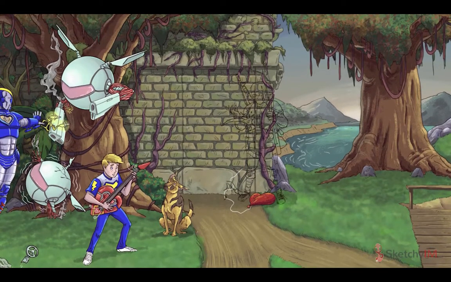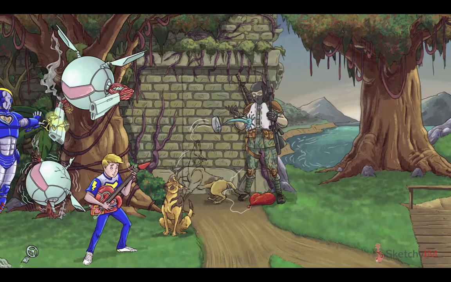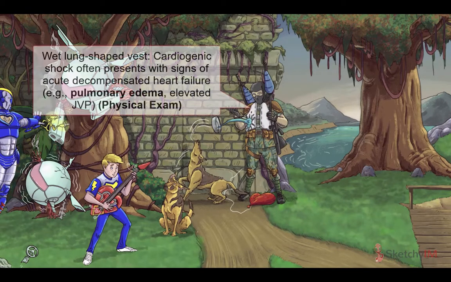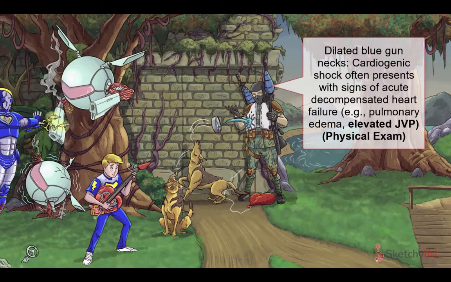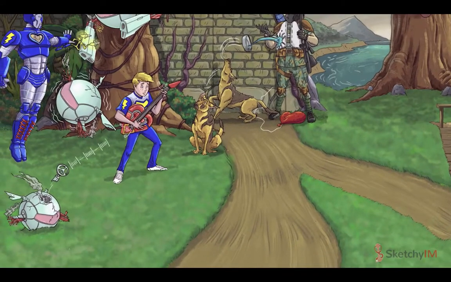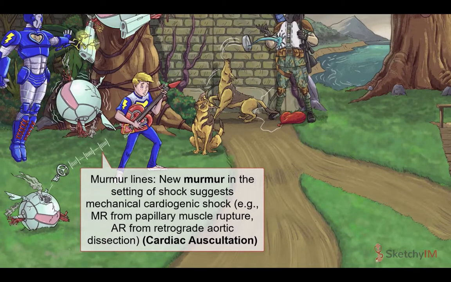The findings of acute decompensated heart failure you'd expect to see on physical exam include pulmonary edema, represented by our recurring sketchy symbol, the wet lung-shaped bulletproof vest on that guard, and elevated JVP, represented by those big dilated blue necks on his guns. See those murmur lines emanating from the valve flying off this defeated drone? That's to remind you that murmurs are frequently heard in mechanical causes of cardiogenic shock.